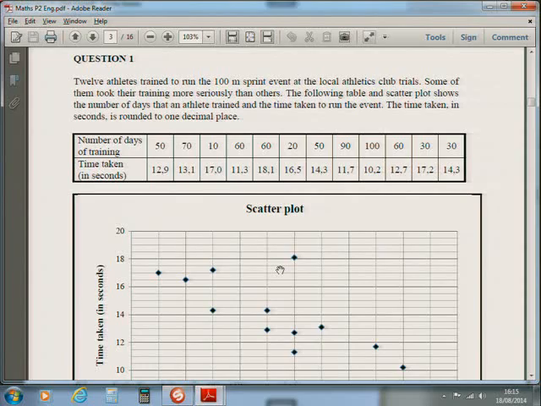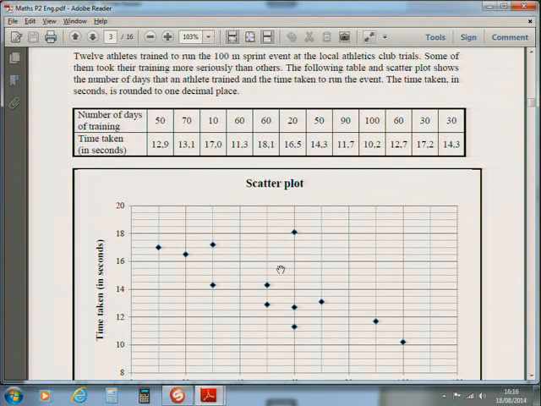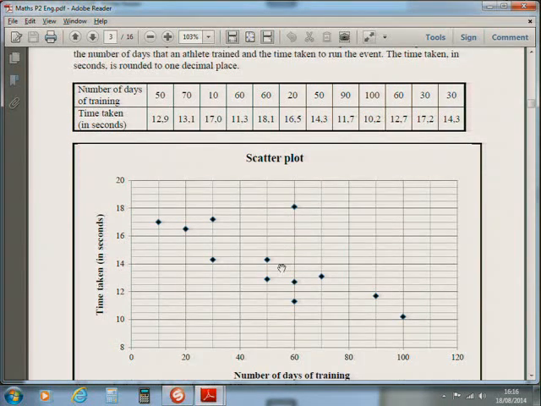70 days, the athlete took 13.1 seconds. 10 days, 17.0. 60 days, and so forth. Look at that. And now, here is the scatter plot drawn. Are we going to draw a scatter plot? No. It is drawn already. Look at that scatter plot.